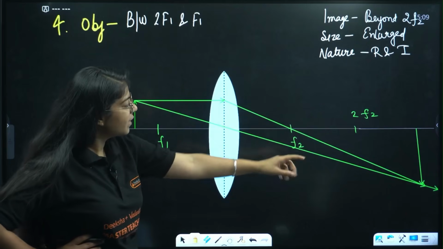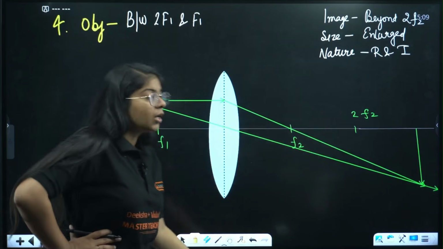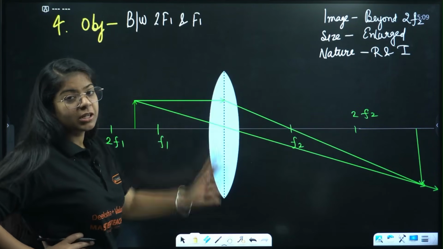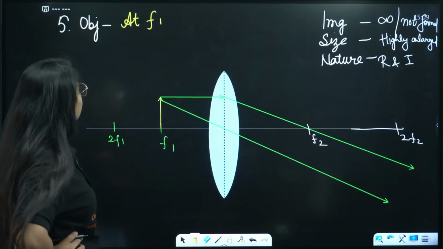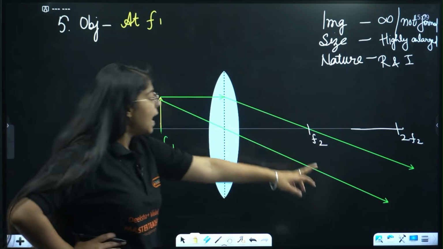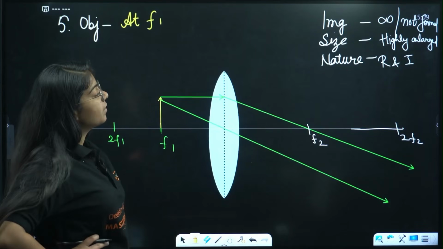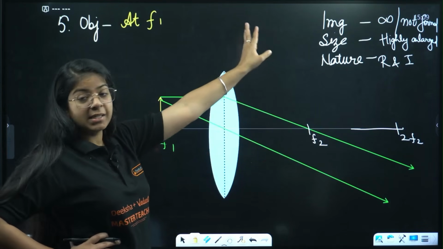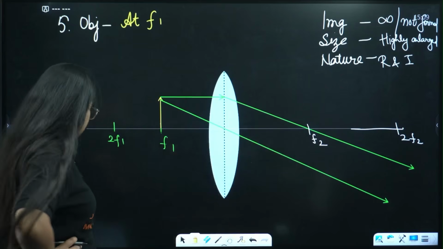Between 2F1 and F1, the object has got nearer to the lens: one ray parallel passes through focus, another ray through the optical center, and the image will be beyond 2F2, size enlarged, nature real and inverted. Then fifth case, at focus, the image will be at infinity, or not formed, size is highly enlarged, nature is again real and inverted.